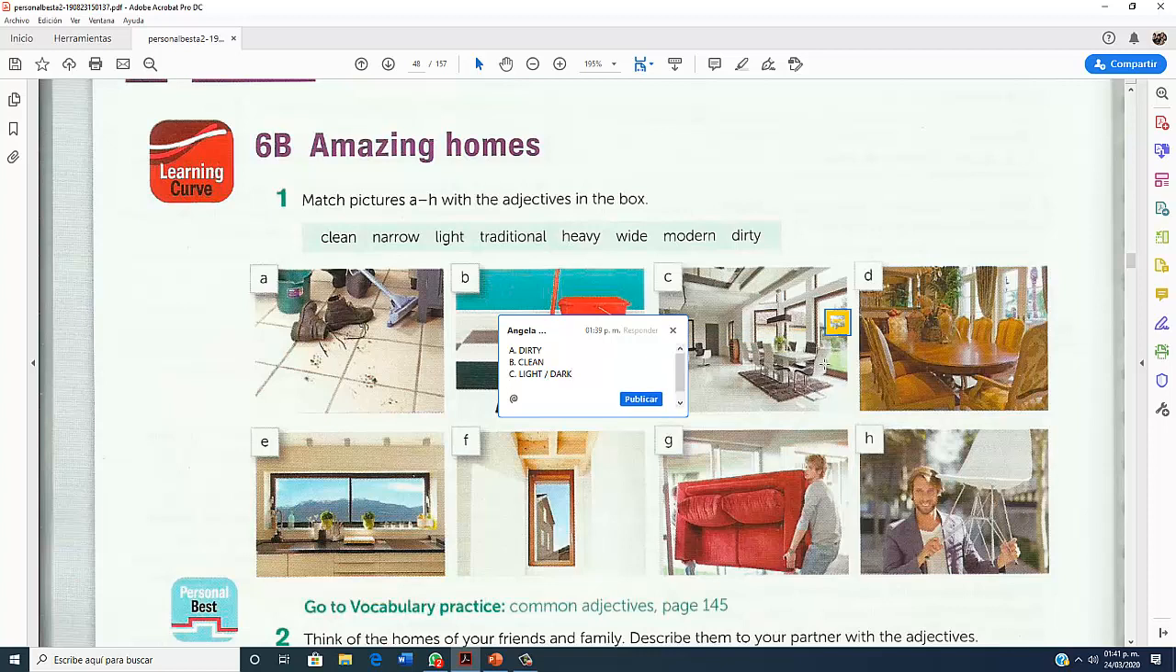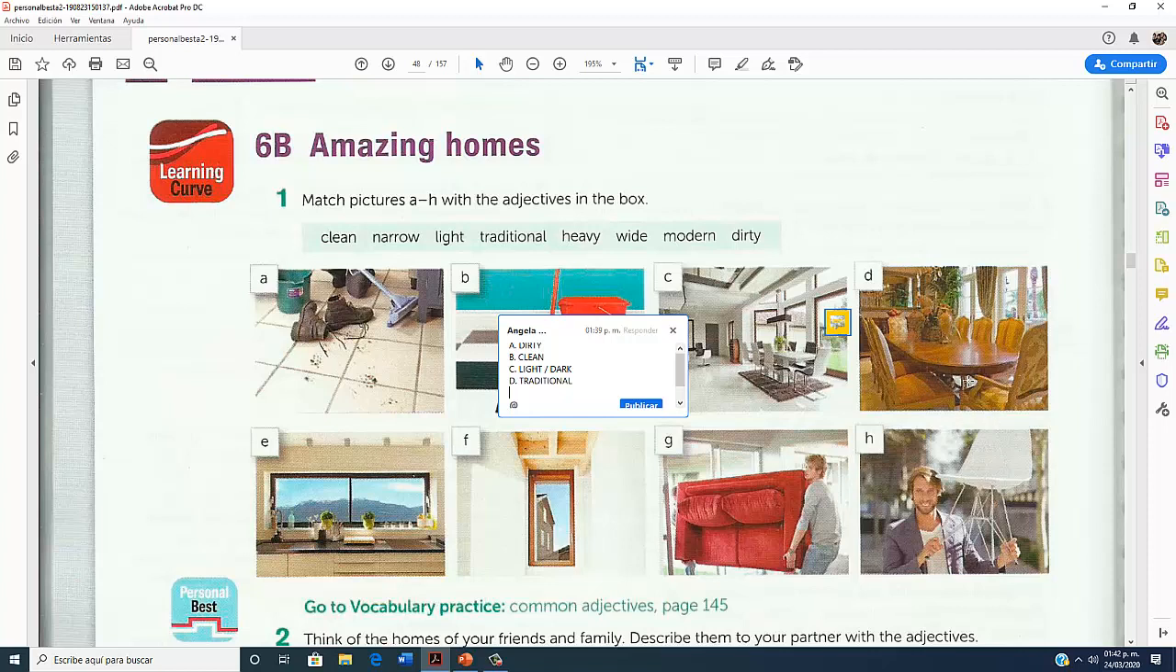Now, let's go on with letter D. Here we have in letter D. Oh my goodness, this noise is very annoying. Okay, so here in letter D, look at that table and the chairs. They are not modern. They are traditional furniture. That's a traditional table, because nowadays there are some other modern pieces of furniture. Those are traditional chairs and table.